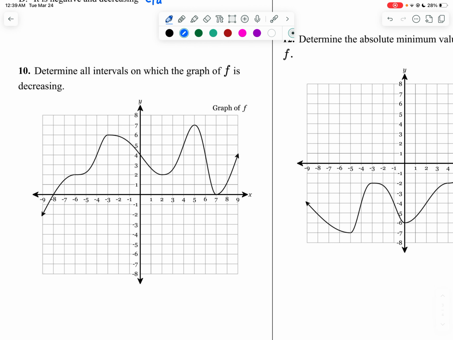Find all intervals in which f is decreasing. So basically, when am I going down? I am going down from negative 3 all the way down to 2. Now remember, I told you guys that decreasing, increasing, always use parentheses. So then right here to here is 5 to 7. So I have 2 intervals where I am decreasing. Negative 3 to 2 and 5 to 7.